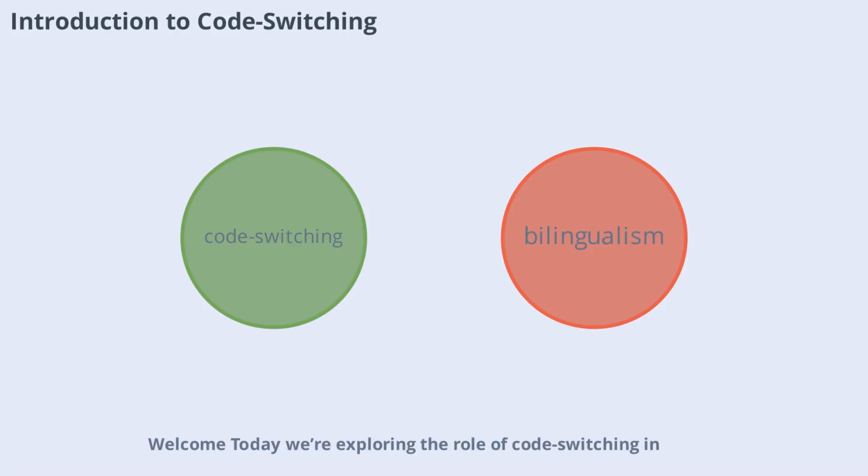Welcome. Today we're exploring the role of code switching in English as a second language, ESL, classrooms. Code switching, or CS, is the practice of alternating between two or more languages within a single conversation. This phenomenon is common among bilinguals and multilinguals and has become a topic of interest in language teaching.